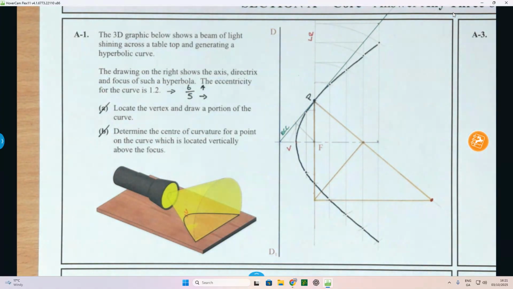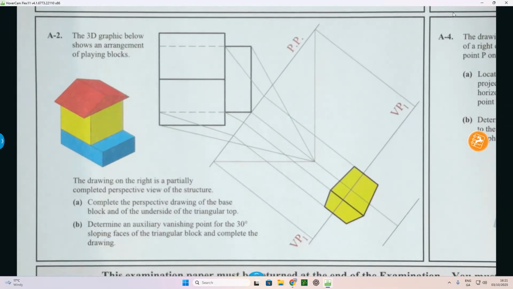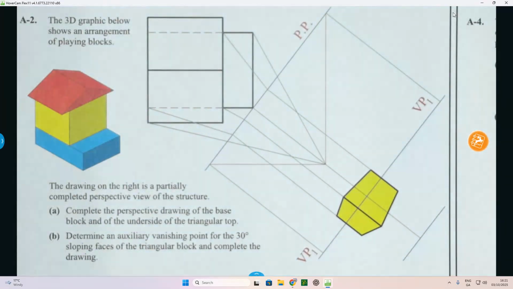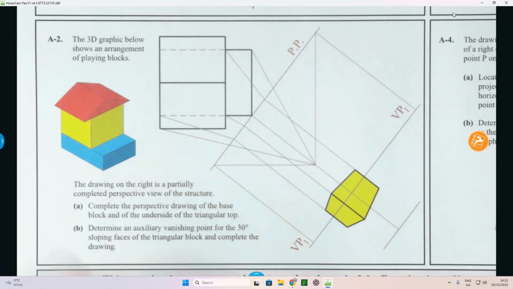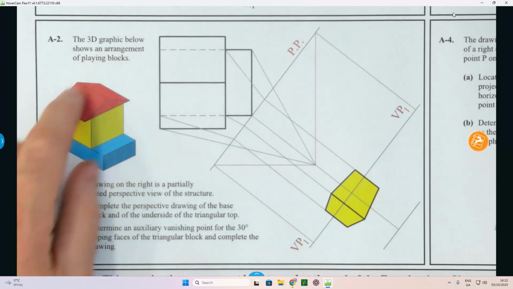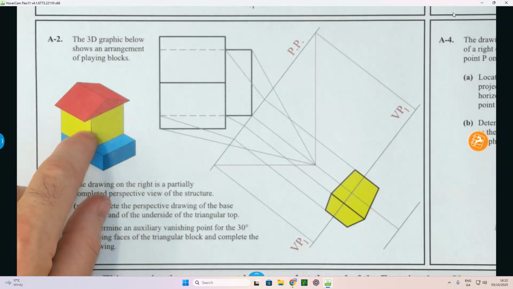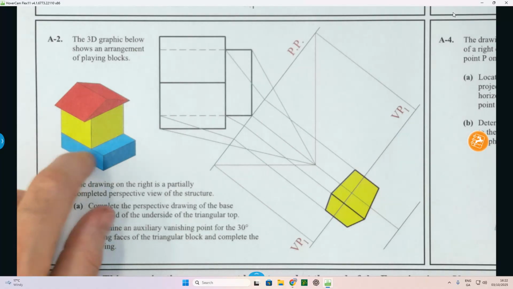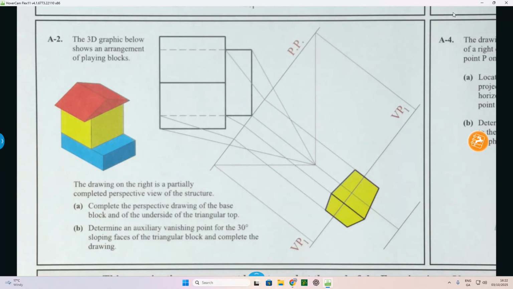So now what we're going to do is we're going to move down here to A2, which is a question based on the topic of perspective. So pop down here. I'll just zoom in so we can see it a bit better. Too far, sorry. Okay, A2. The 3D graphic below shows an arrangement of playing blocks. You can see we've got this triangular prism on top, we've got a prism underneath it, and another kind of rectangular based prism here. So it's like a triangular prism, a square based prism, and a rectangular based prism.